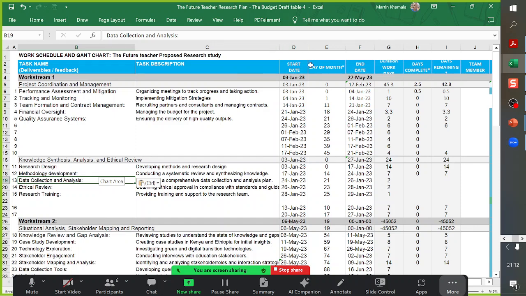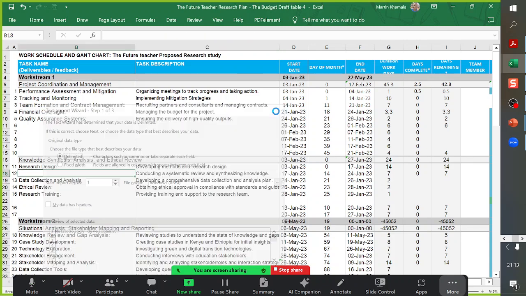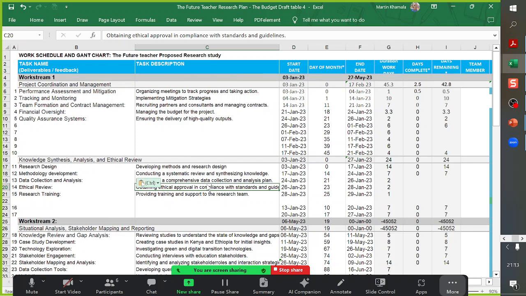The systematic review is a way of actually developing our methodology in a way that's evidence driven, based on what we find in the literature and things like that. But we document all this. Then we come to data collection and analysis. Here, I have to hide this. Okay, so data collection and analysis, developing a comprehensive data collection and analysis plan.